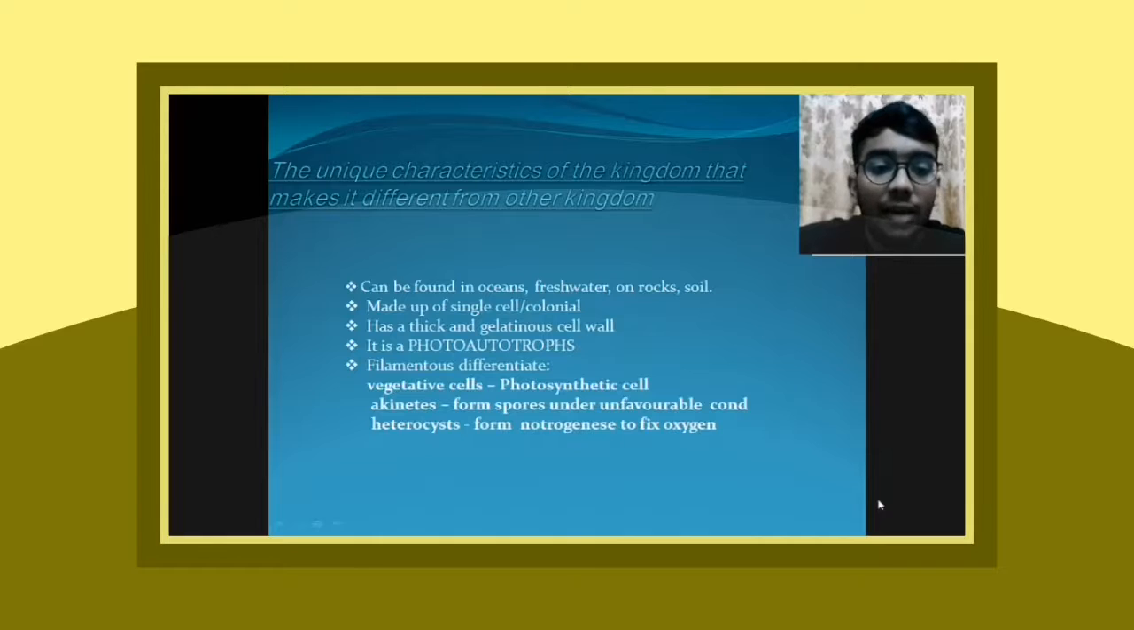So next I would like to talk about the filamentous differentiation. There are three filamentous differentiations. The first is the vegetative cell, which is a photosynthetic cell. The second one is akinetes, which form spores under unfavorable conditions. The third one is heterocytes, which fix nitrogen.